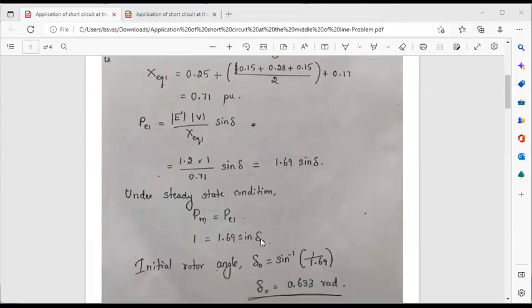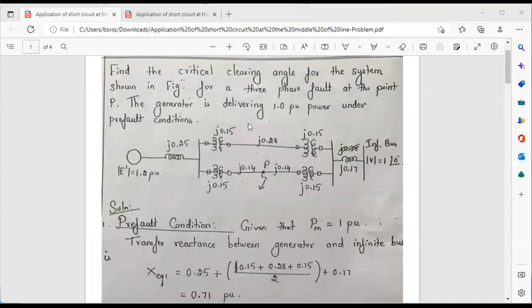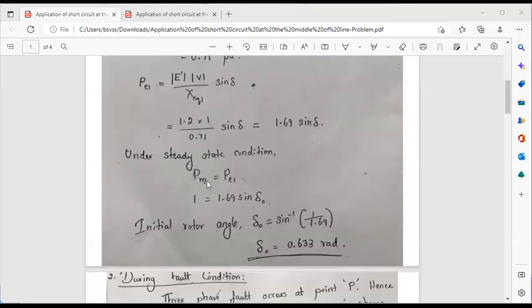Now, this is a pre-fault condition. As I told you earlier, it is a steady state. Pre-fault condition means the system will be in steady state condition. At steady state condition, the input power is equal to the output power. The input power PM is equal to the output power PE1. The input power given in the problem is 1 per unit. The generator is delivering 1 per unit power under pre-fault condition. So instead of PM, we can substitute the value as 1.